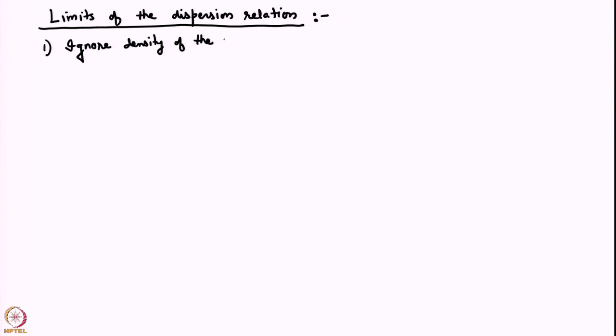So now, ignore the density of the fluid above. We set rho u equal to 0, and we also ignore its velocity. So we are saying the upper fluid is not there, or in other words, its density is too small and it is not moving. So rho u is 0 and U u is also 0. A typical air-water situation you can think of, where water is much denser than air, and let us say it is only water which is moving, not air.